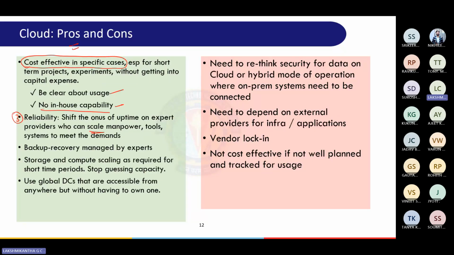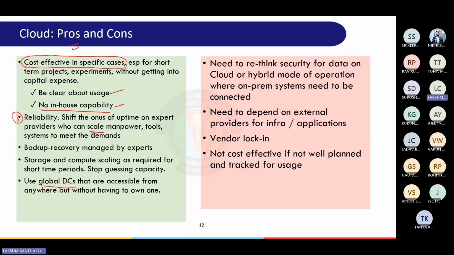Understanding my point. And one more very, very important advantage you have to see here is global data centers. We are going to call them DCs. Guys, you can deploy your applications to global DCs that are accessible from anywhere without having to own a single one. So this is perfect for global applications.